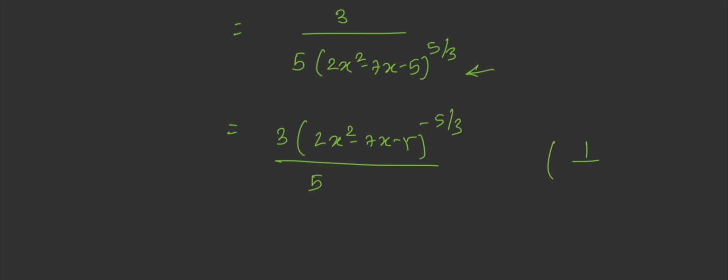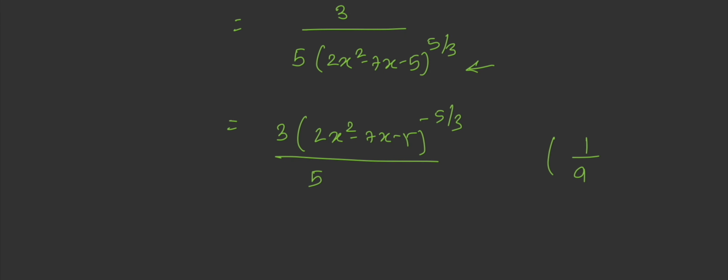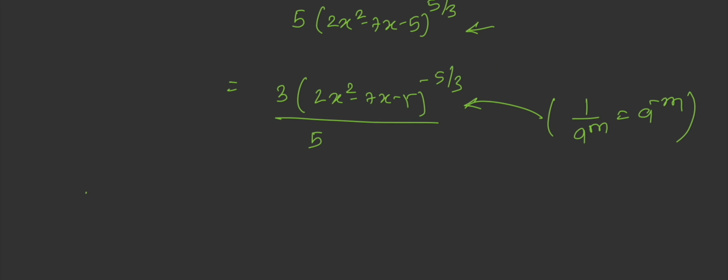So this can be written as 3 times 2x square minus 7x minus 5 raised to minus 5 by 3, over 5, right? How did I do that? That's simple indices: 1 over a raised to m is a raised to minus m, and that is what we did here. Great. So now we have our function, so we can call this y equals 3 by 5 times 2x square minus 7x minus 5 raised to minus 5 by 3. This is a simple function to differentiate, right?